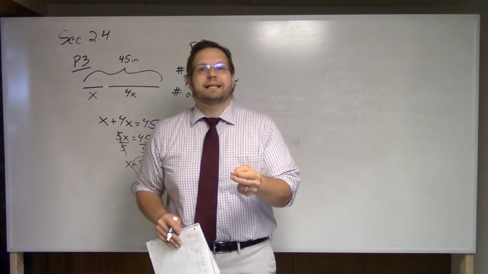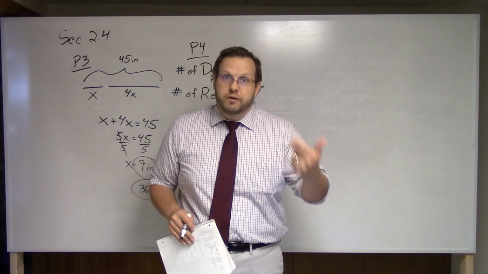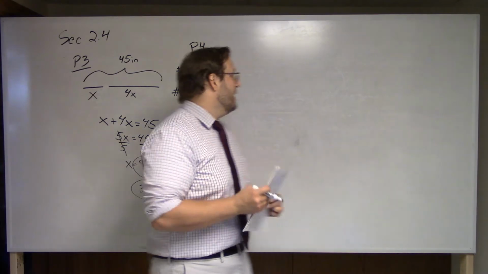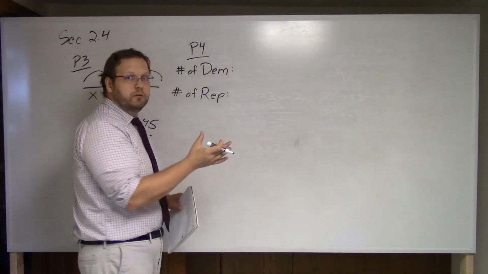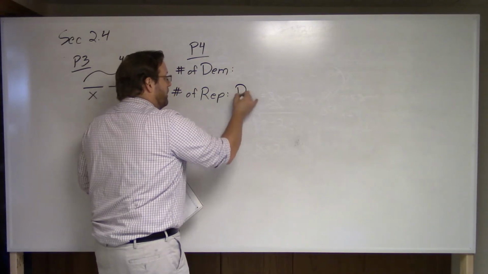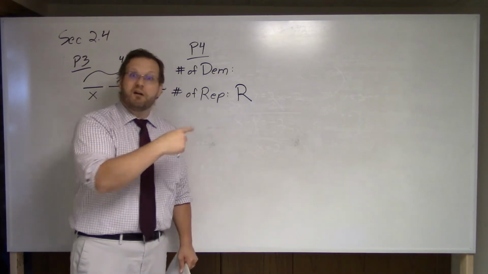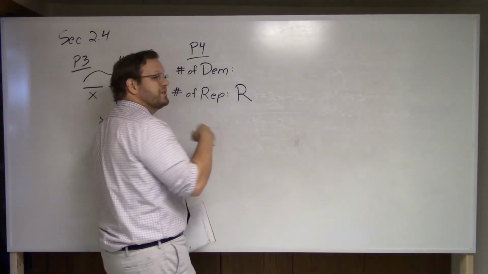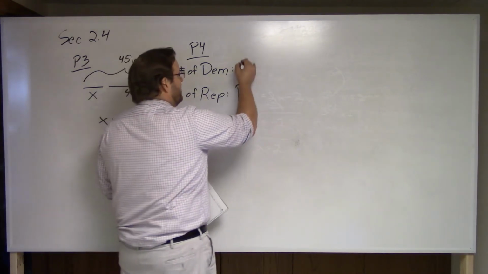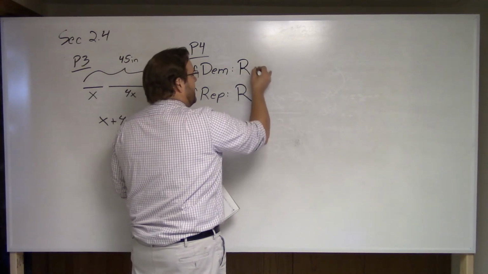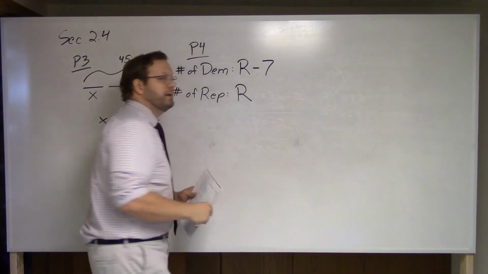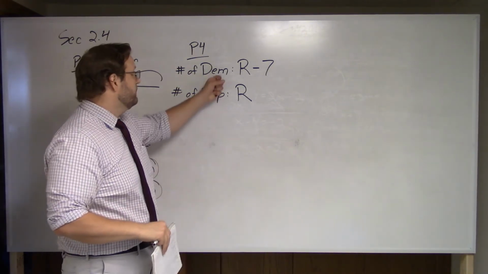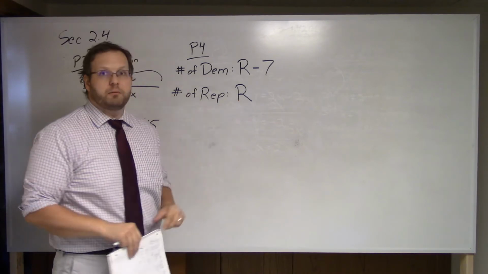Which one did they say nothing about? Notice the recurring theme here. They said nothing about Republicans. So I'm going to make that my variable. Now I'm going to use R as my variable, so when I find R, I know what I have. So the Democrats were 7 fewer. So whatever the Republicans had, I have to lessen it by 7. And those are algebraic representations of the number of Democrats, number of Republicans.